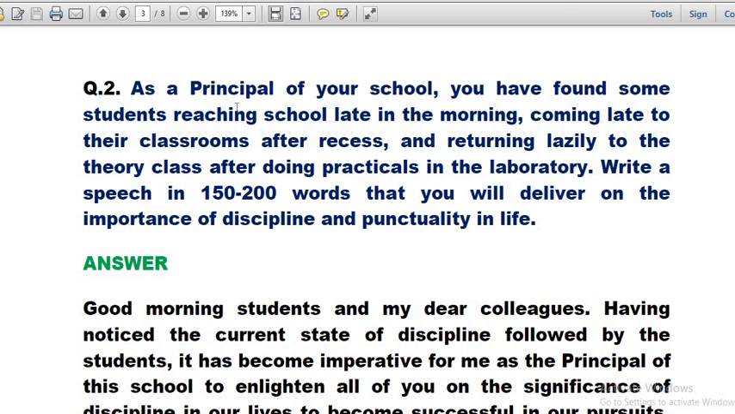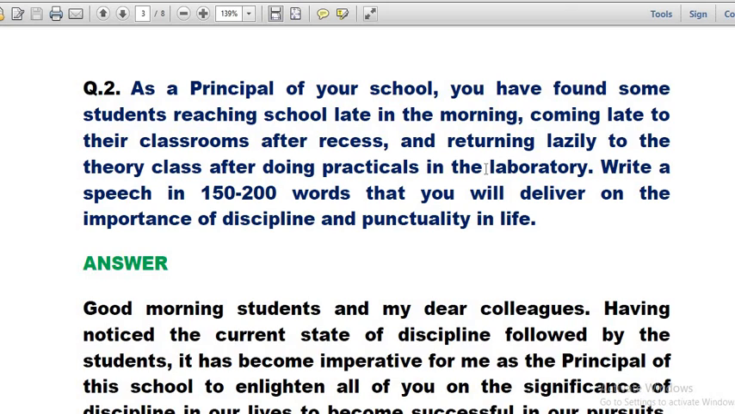The question is, as a principal of your school, suppose you are the principal of your school, you have found some students reaching school late in the morning, coming late to their classrooms after recess, and returning lazily to the theory class after doing practicals in the laboratory. So you have seen all this, and this is a regular affair. So you have to write a speech.